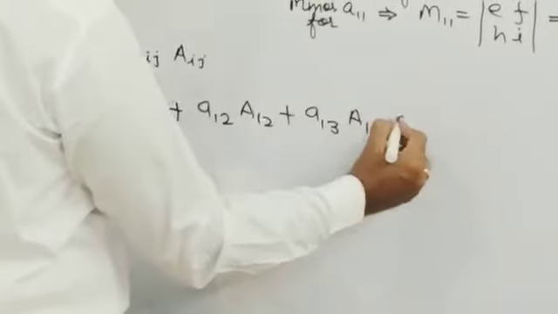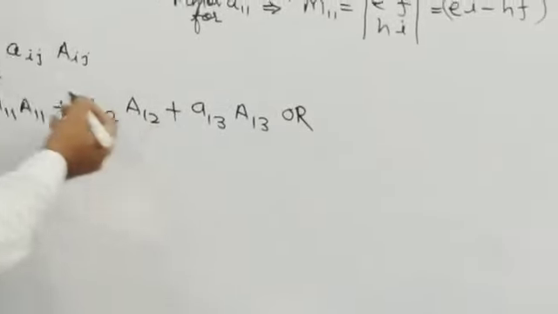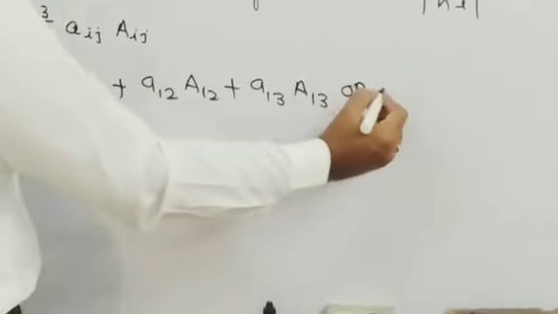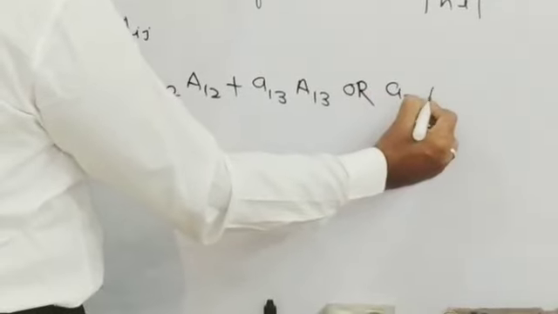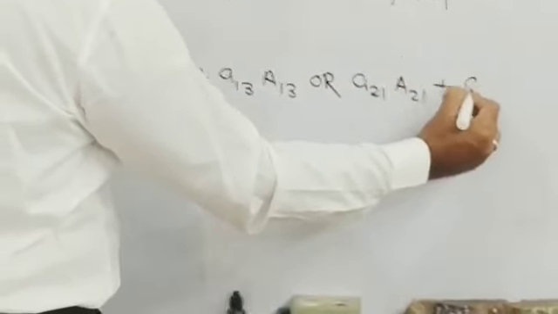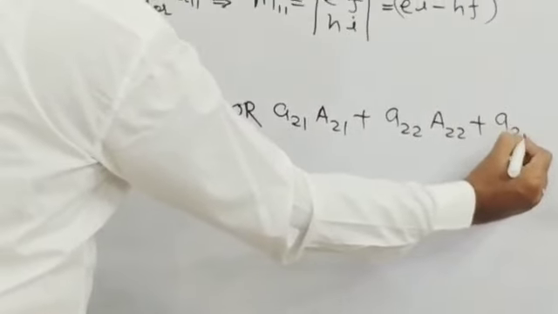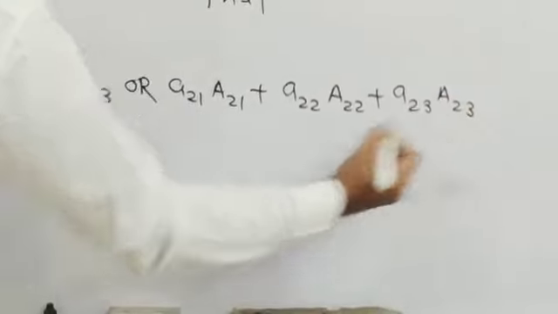Or if I am taking i as 2, then it will become a21 A21 plus a22 A22 plus a23 A23.